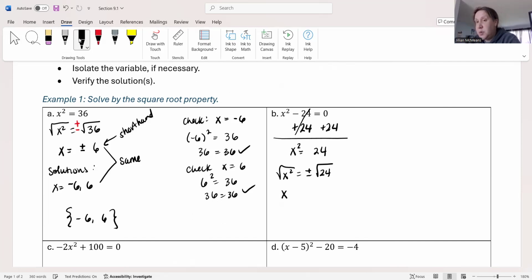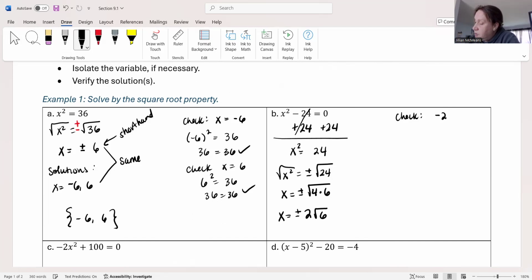Now, when it comes to the square root of 24, we need to simplify this radical, okay? So I happen to know that 24 is the same as 4 times 6. Now, 4 is a perfect square. So what is the square root of 4? Well, it's 2. So we get x equals plus or minus 2 square root 6. Okay, now let's check it.